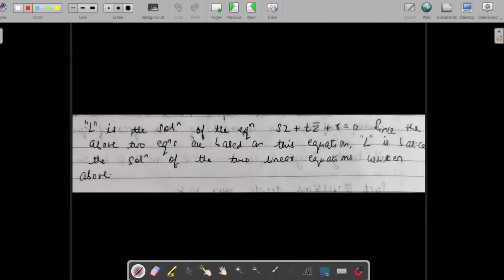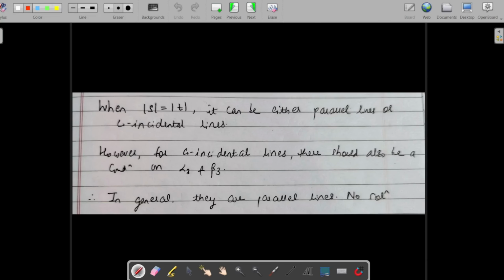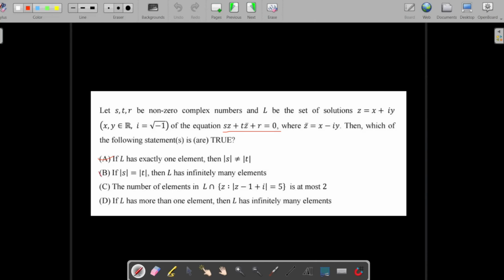But because we do not know what the third ratio is, the most we can assume is they are parallel lines. For coincidental lines, there should have been a condition on alpha 3 and beta 3 or a condition on R, but it is not given. So at most we can say that they are parallel lines and they have no solution. So this is wrong, because at most what we can say is they are parallel lines, so they will have no solution. For L to have infinitely many elements, there should have been a condition on R as well, so that we could have said that, okay, because this ratio is the same, they are coincidental lines. But that is not the case.